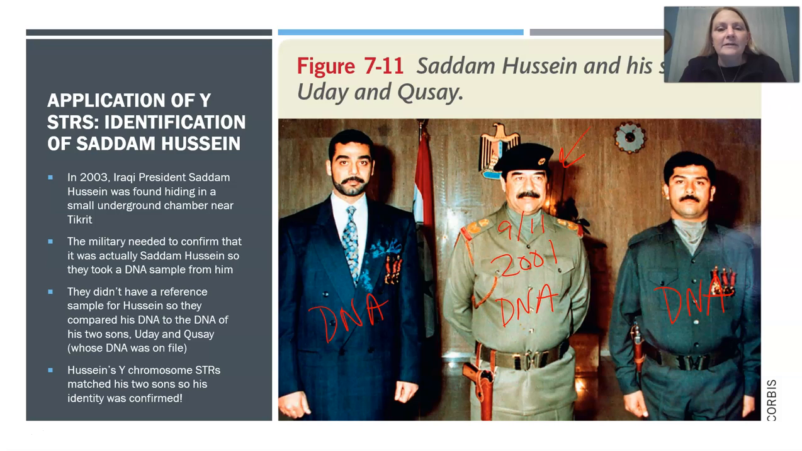So they looked at their DNA, and guess what? They looked at the Y chromosome of the 2 sons. And then they could look at the Y chromosome of the father, Saddam Hussein. And they could compare the sample of the DNA they got from him to the DNA that they had on record for the 2 sons. And what they found was that the Y chromosome matched up with the 2 sons. And so they concluded that they had the father, they had Saddam Hussein.